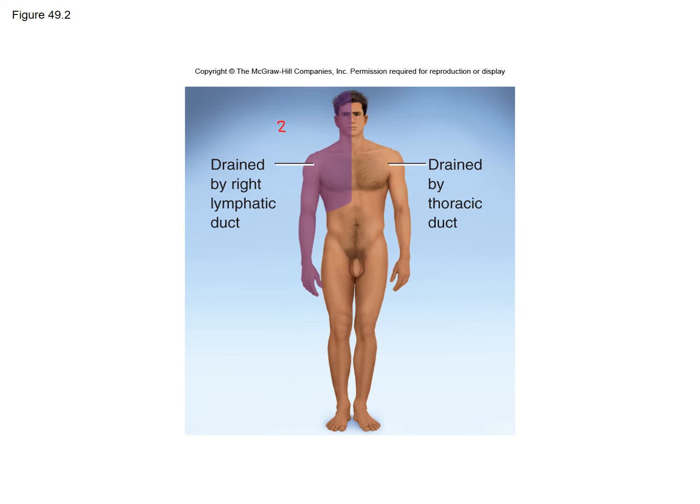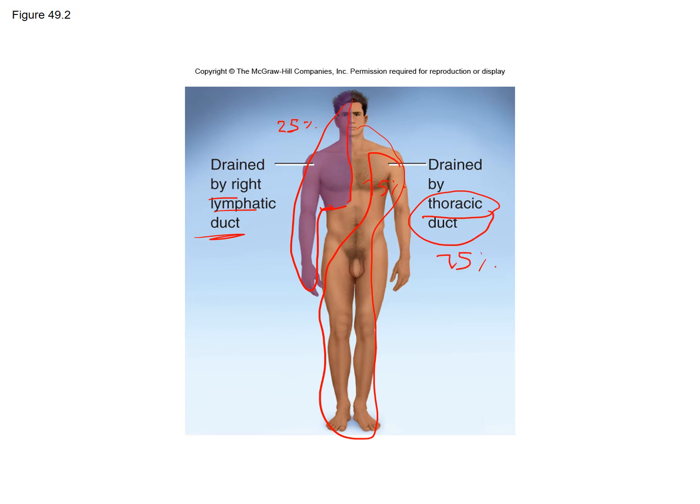The 25% of the body, the right side, this 25% is actually drained by the right lymphatic duct. But the 75%, all the rest of the body, is drained by the thoracic duct. So the thoracic duct is actually doing a bigger job than the right lymphatic duct. The right lymphatic duct drains only 25%, but the thoracic duct takes care of the 75% of the body.